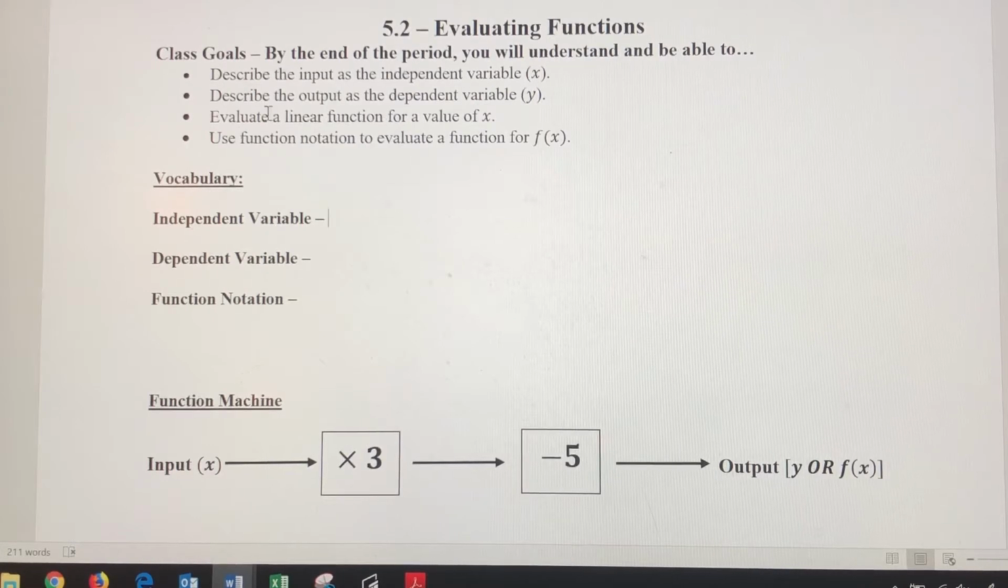And today what we're going to work on is evaluating a linear function for a value of x and using function notation to do that. So we're going to introduce you to f of x today, okay?